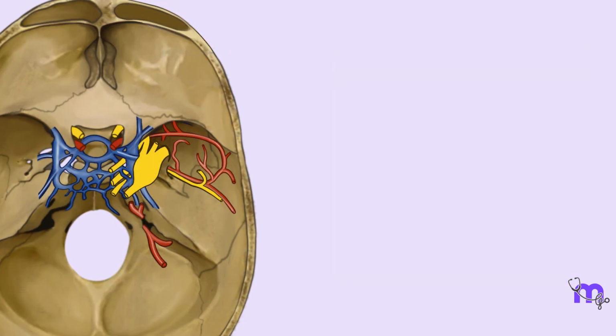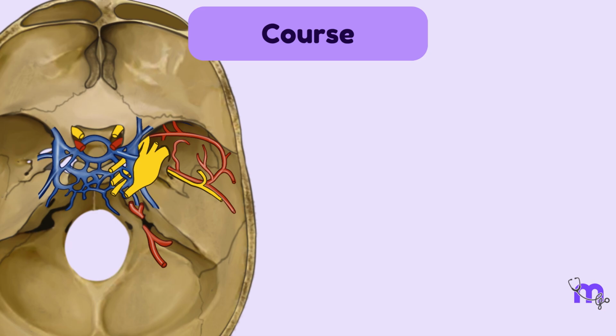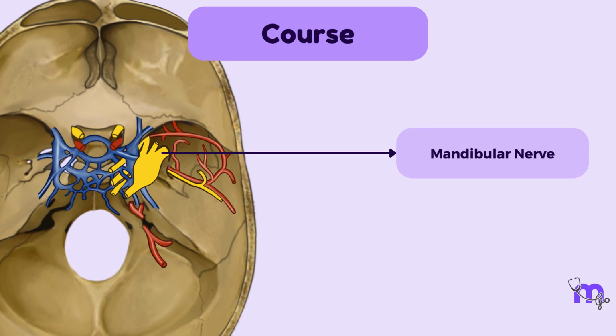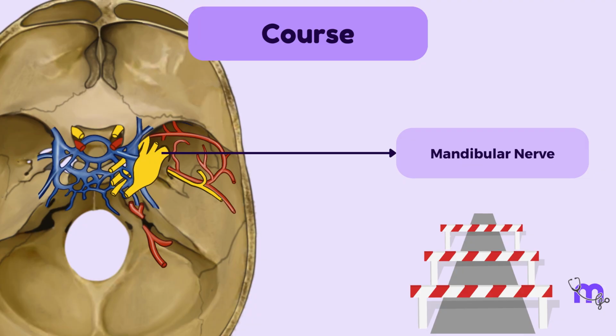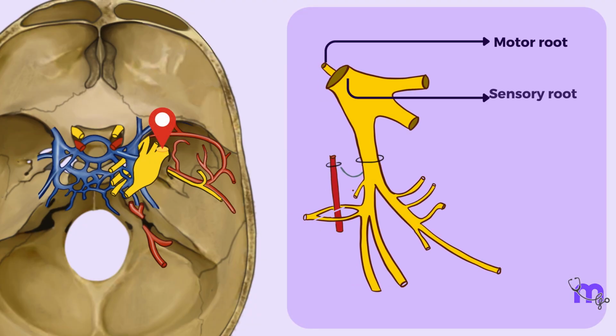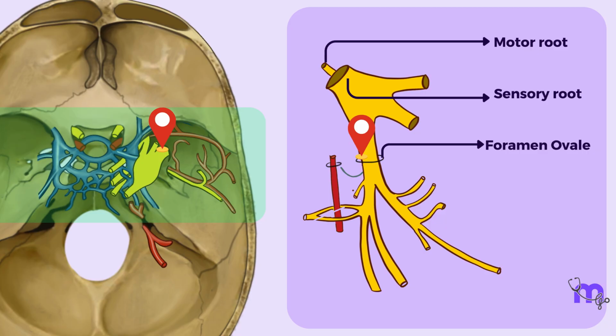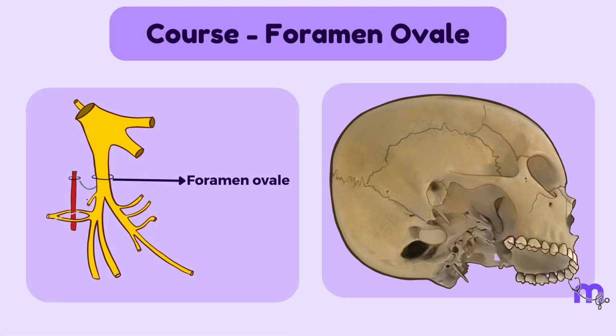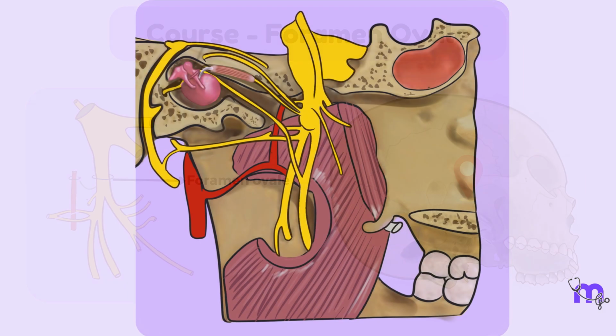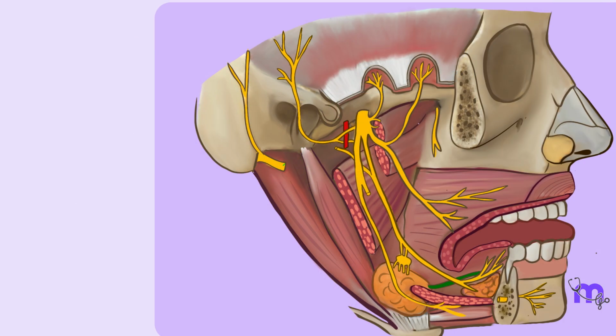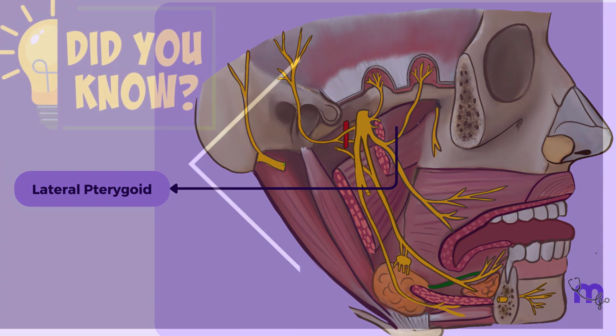Now let's talk about the course of the mandibular nerve. The mandibular nerve must navigate through a series of obstacles to reach its final destination. The two roots originate in the middle cranial fossa and pass through the foramen ovale. Once through the foramen, both roots combine to form the trunk of the nerve within the infratemporal fossa. Here, the nerve lies between the tensor veli palatini and the lateral pterygoid muscle.